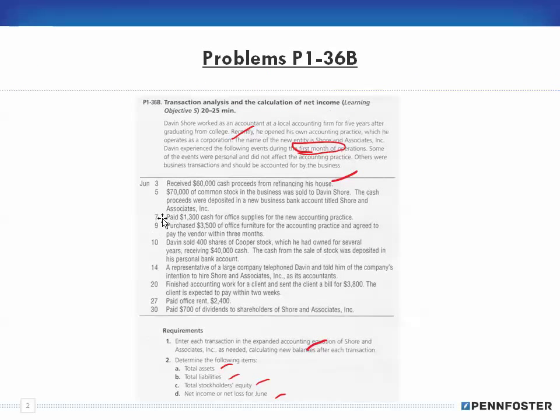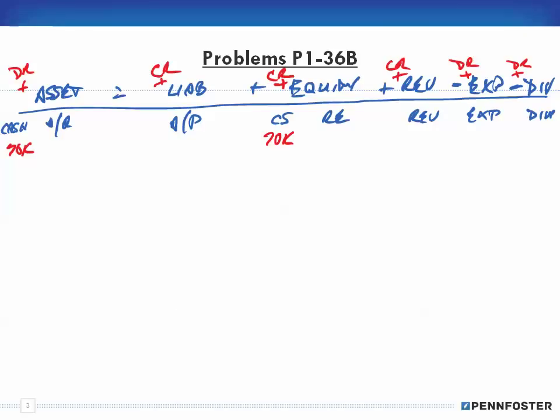Right, next transaction. Paid $1,300 cash for office supplies for the new accounting practice. Okay, so I ask myself the question, do I affect cash? And the answer to this is yes. So is my cash increasing or is it decreasing? Well, it's decreasing because I'm paying $1,300 for office supplies.